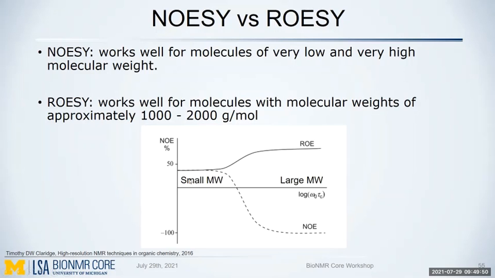If you have a small molecular weight sample, NOE will be positive, while if you have a large molecular weight sample, NOE will be negative. However, if you have an intermediate molecular weight sample, NOE will be 0, indicating you will not observe any peak in your NMR spectrum. While for the ROE or the ROESY spectrum, ROE will always be positive, so you'll always see a peak in your ROESY spectrum. So that is why when you have an intermediate molecular weight sample, use the ROESY experiment. While if you have a lower or higher molecular weight sample, the NOESY experiment can work very well.